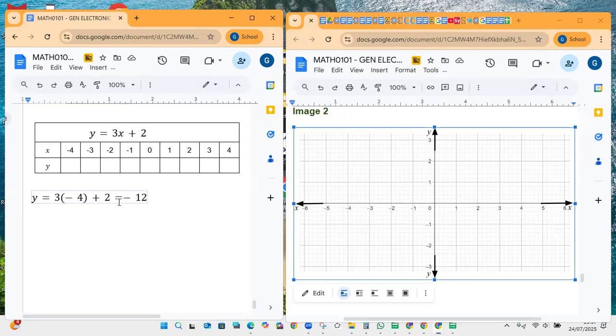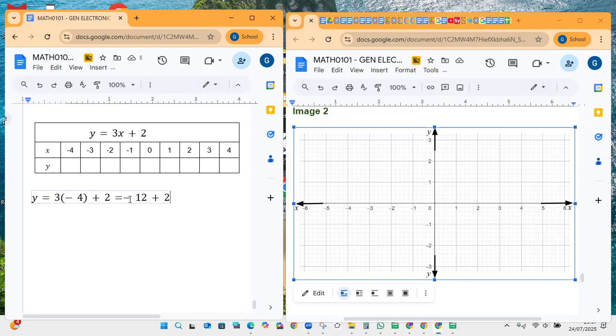Bear in mind, whenever you're watching a math video, you have your pen and your paper ready to take notes and to pause and replay and so on. So please take note of that. Positive times a negative is a negative. Now we have -4, -12 plus 2, sorry.